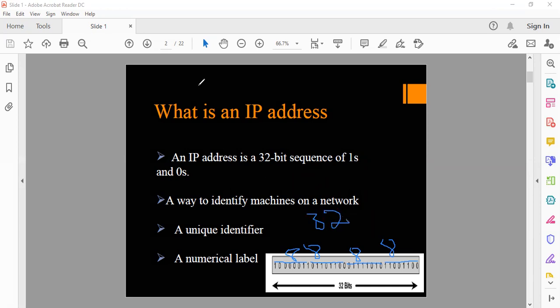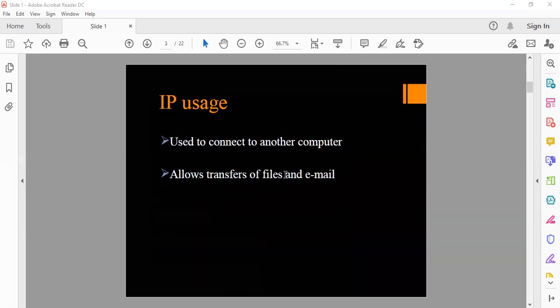In IP version 4, there are 32 binary bits in the form of 1s or 0s. These combinations join together to form a complete address for any network, where we can use the IP addressing. IP addresses are used to connect one computer to another computer to make a network.